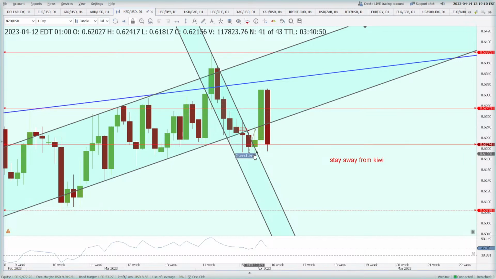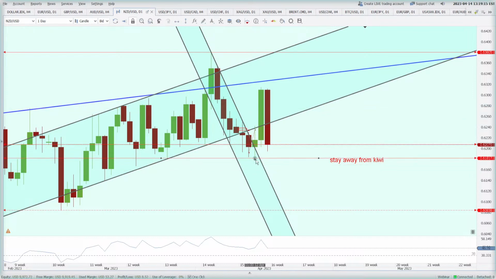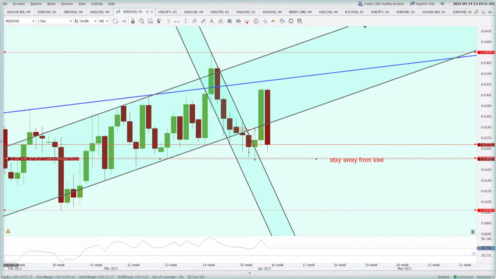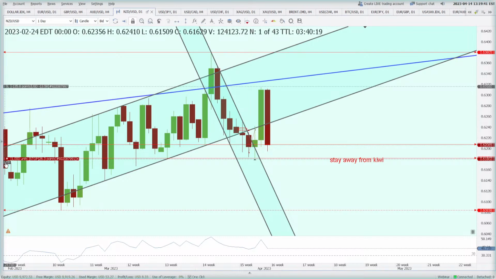If the price breaks below this swing low, I will say this is a swing low. You can actually bring this one here. So 0.6181, if the price goes below that, I think that should be our area of opportunity to go short in this market, guys. All right, guys, so let us see how things unfold in the New Zealand dollar.